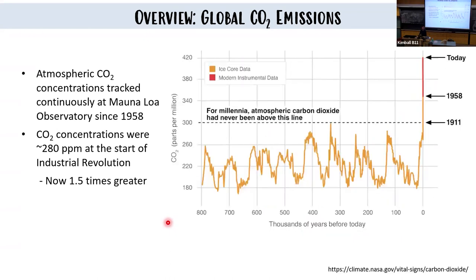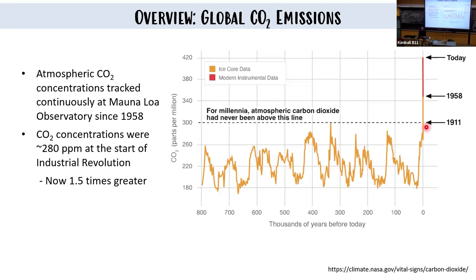We can scale even further back to look at the past 800,000 years, and we can see these regular cycles where we have dips and peaks in carbon dioxide concentrations, but nowhere over the last 800,000 years has it gone above the 300 parts per million line until 1911, right?